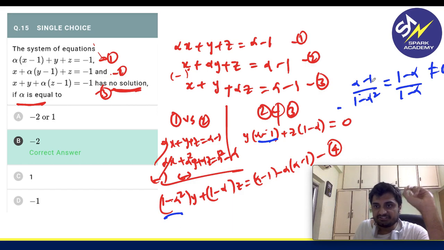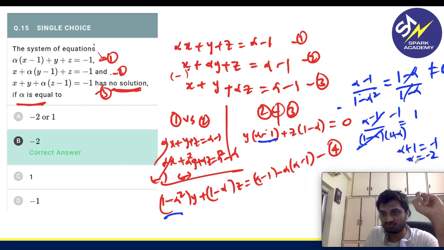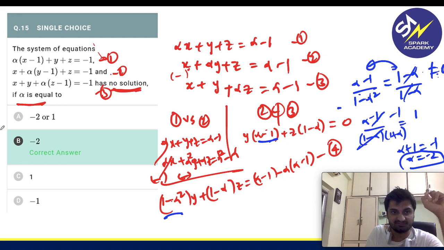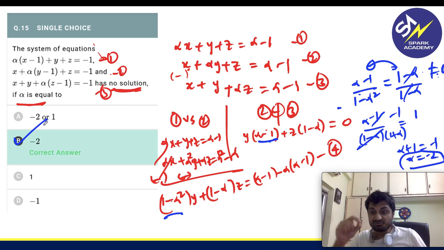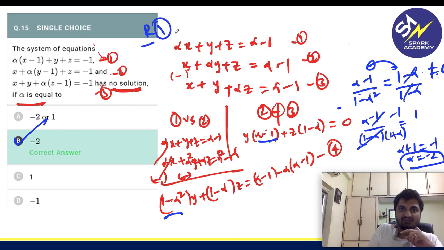So now if I just simplify this, what am I getting? Alpha minus 1 by (1 minus alpha) into (1 plus alpha), you'll get equals to, this is 1 basically. So these two should be equal, so this should be minus 1. Alpha plus 1 is minus 1, or alpha should be minus 2 basically, because these two can be equal, but it shouldn't be equal to the third one. So I have used that matrices trick to solve the question, and it's very easy. Round 1 I'm taking.